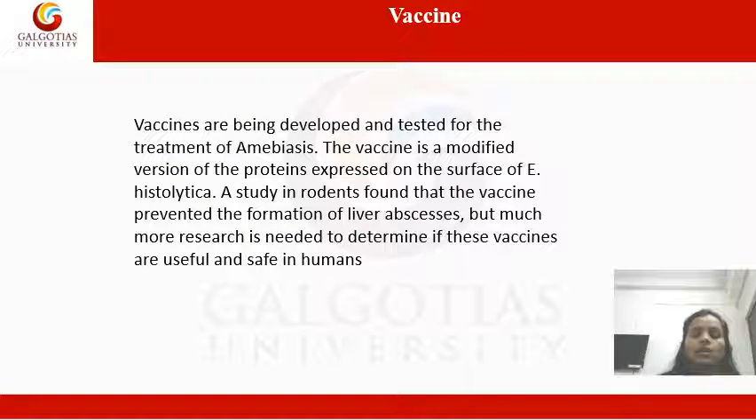Now, let's see if any vaccine is available for this disease. Vaccines are being developed and tested for the prevention of amoebiasis. This vaccine is a modified version of the protein expressed on the surface of Entamoeba histolytica. A study in rodents found that the vaccine prevented the formation of liver abscesses, but much more research is needed to determine if these vaccines are useful and safe in humans.